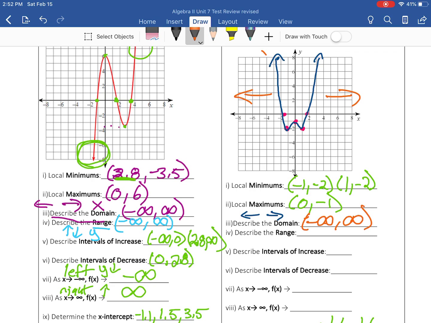My range, on the other hand, is going to be a little different. If you look at your graph, my y values actually start right here and they go up. So my lowest y value is at -2, and then it keeps going up. And so I write that in range. It's going to be from -2 to infinity.